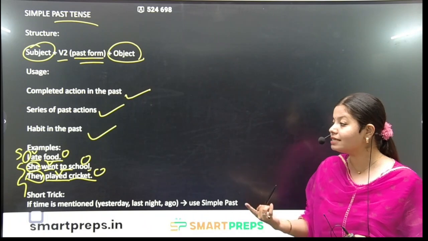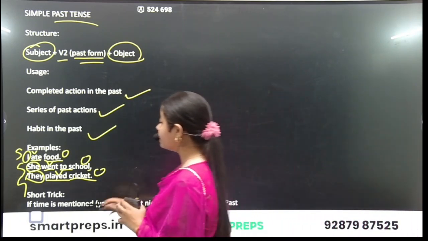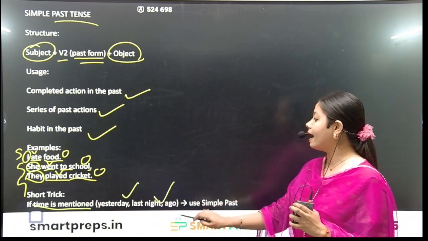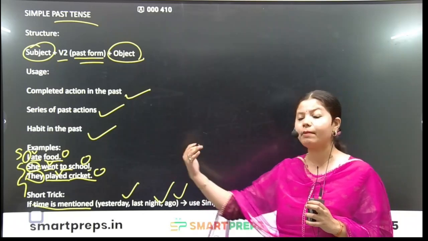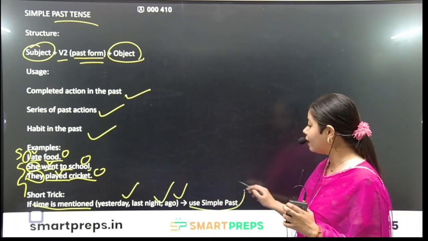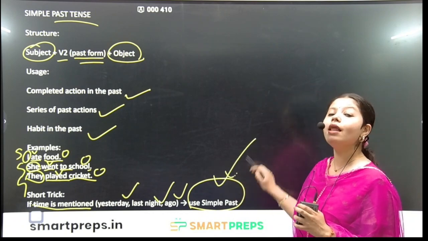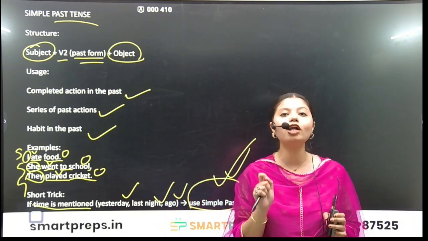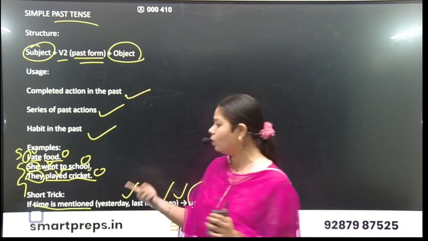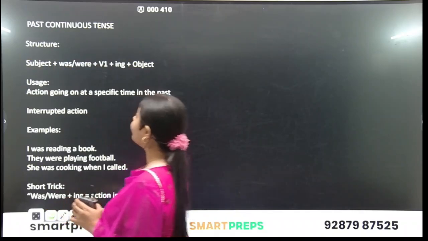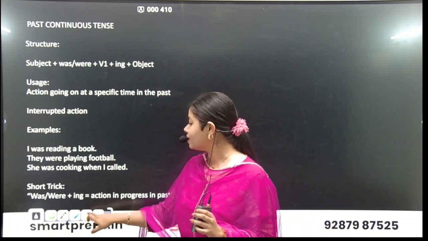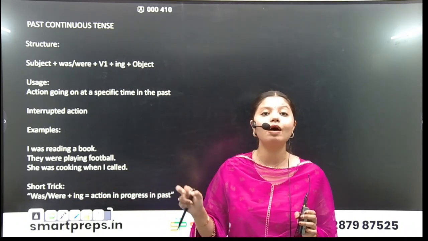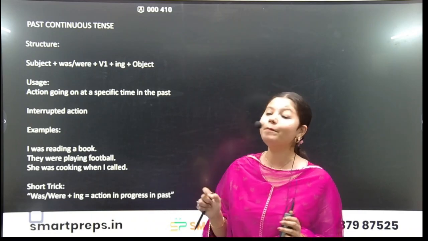Now let's understand what is the short trick. The short trick is if time is mentioned, for example, yesterday, last night, or ago, few minutes ago, some time ago, then we have to understand that we need to use simple past tense, whenever the time is mentioned. So this is a short trick that I have given you for your exams, because we need to identify what kind of sentence this is. So if there is time mentioned in that particular sentence, then please remember that these sentences are of simple past tense.